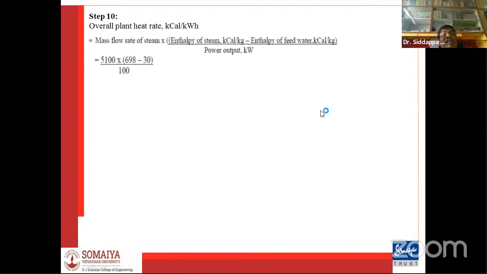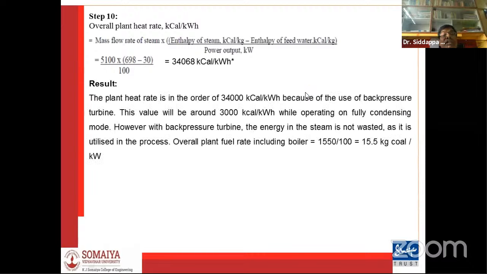We just discussed the total amount of fuel consumed and the overall plant heat rate in terms of kilocalorie per kilowatt hour. That means total mass flow rate into change in enthalpy divided by power output of the system. You'll get 34,068 kilocalorie per kilowatt hour.